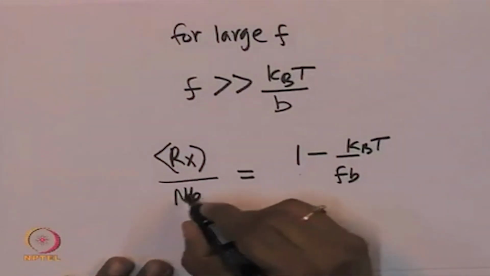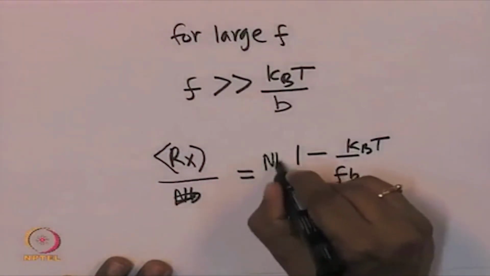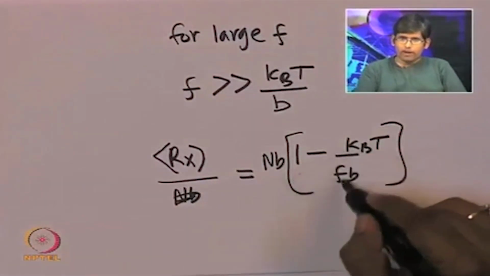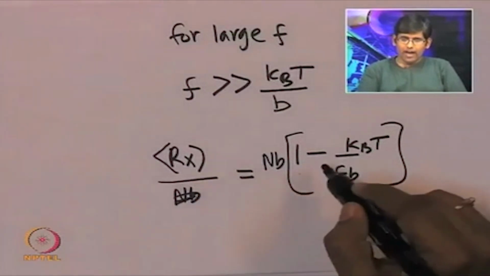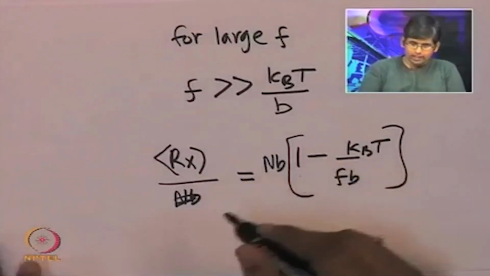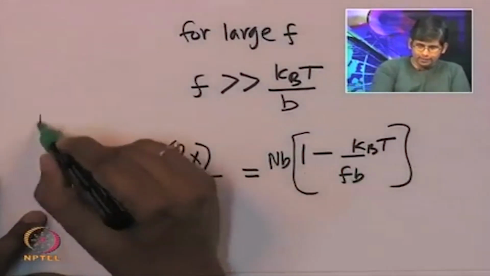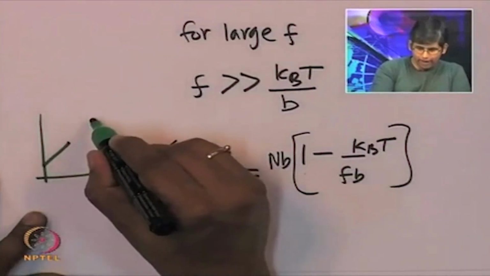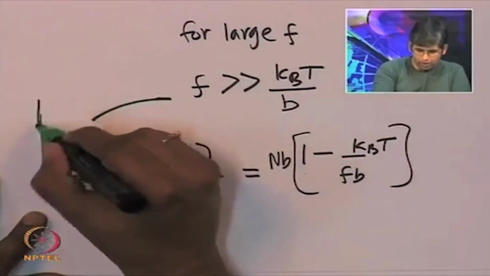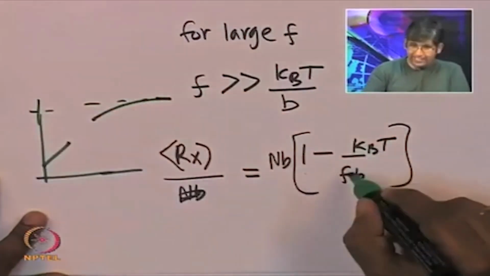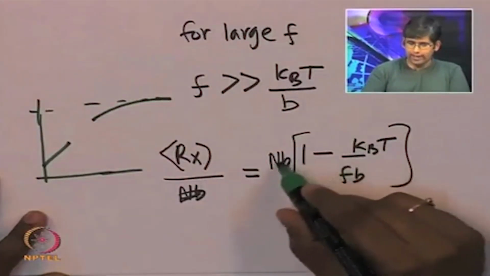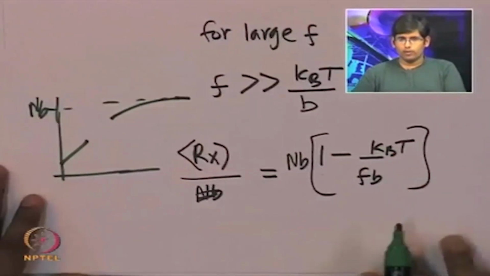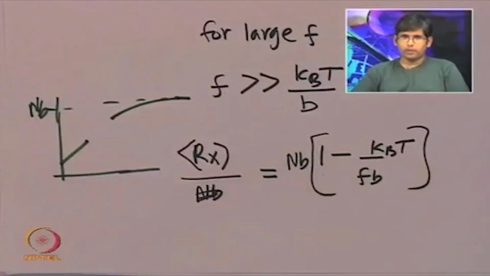So, this would mean that R_x will go as n b times 1 minus 1 by f. So, R_x for large force will go like this. If you plot this, you can see that for small force it is linear, and for large force it is going to saturate to a value. For f infinity, this term is 0 and R_x is n b. So, it saturates to a value n b, and for large force this will have this particular relation.